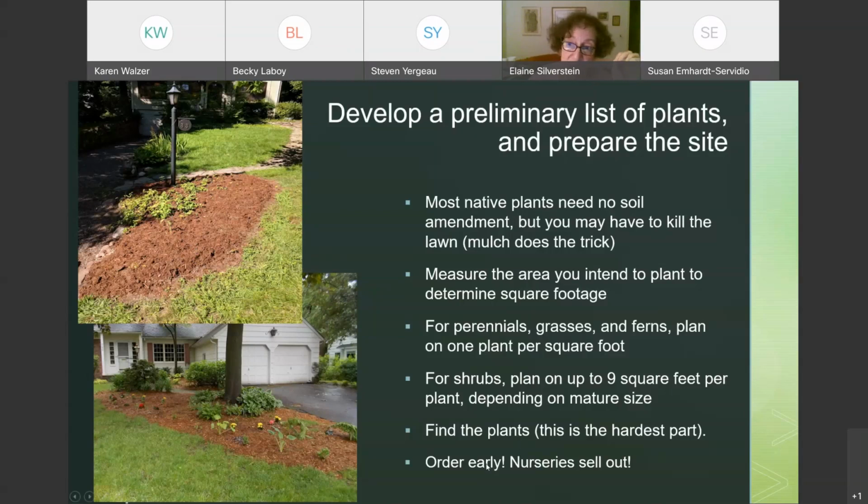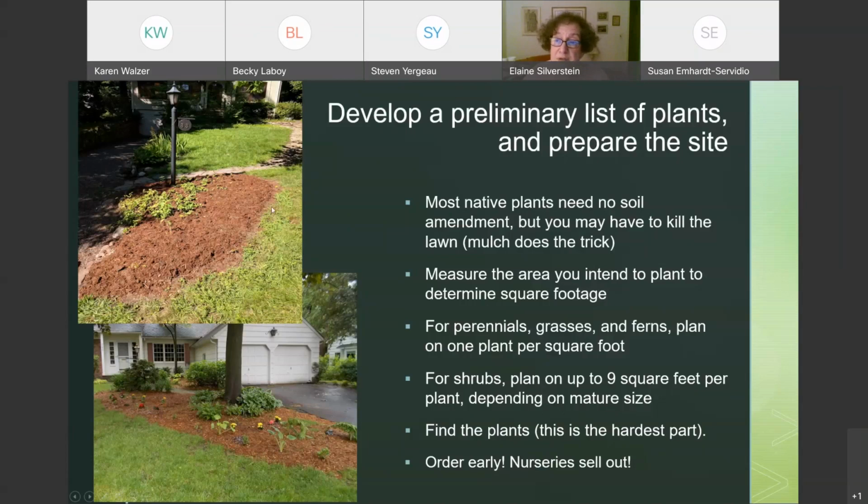The best way to do this is through native plant nurseries, and I do recommend using specialty nurseries. You're not going to find the plants that you want by walking into a local garden center, unfortunately. You're going to be using specialty nurseries, and some excellent ones are on the resource list you're going to receive. I recommend doing this in fall.